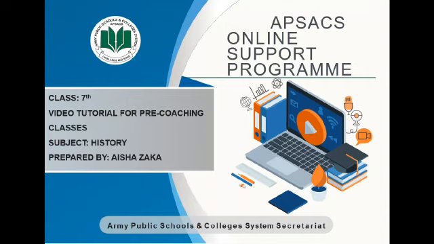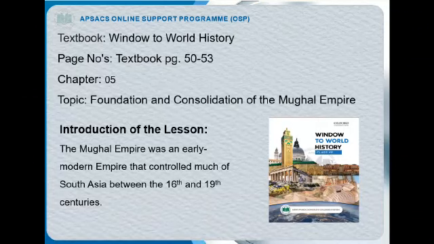This is the video tutorial for 7th class for the subject of Geography. Textbook: Window to World Geography. Textbook pages 50, 51, 52 and 53. Chapter number 5. Topic: Foundation and Consolidation of the Mughal Empire.